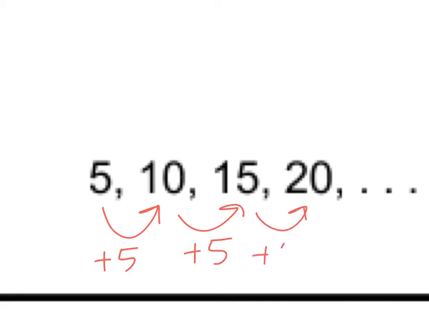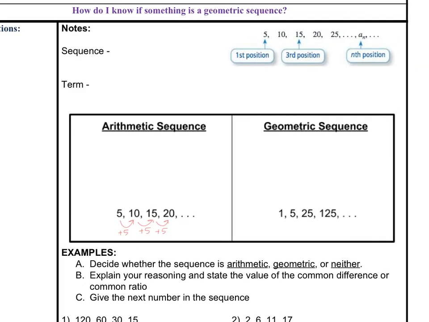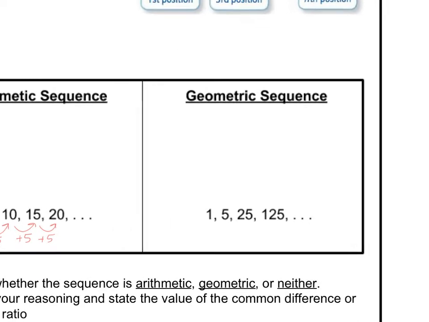It's adding 5 every time, which I hope reminds you of a linear function because it has a constant rate of change. Okay, that's the first kind of sequence we're talking about today. Kind of like this. The second kind, look at the box to the right.